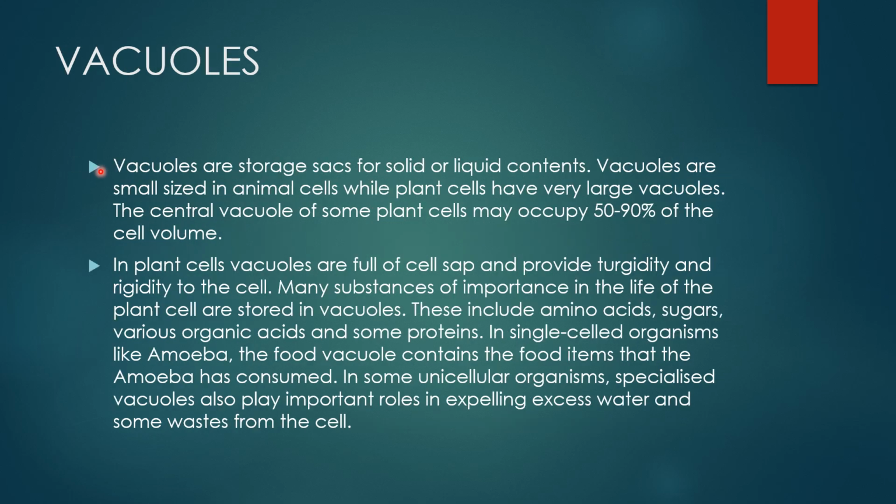Next, we'll talk about vacuoles. So, vacuoles are storage sacs for solid or liquid contents, okay? They are small sized in animal cells and large in plant cells, okay? Central vacuole of some plant cells may occupy 50 to 90% of the cell volume. Many times it is that big, okay? In plant cells, vacuoles are full of cell sap and they provide turgidity and rigidity to the cell. Okay, many substances of importance in the life of plant cell are stored in vacuoles. They are like amino acids, sugars, various organic acids and some proteins.